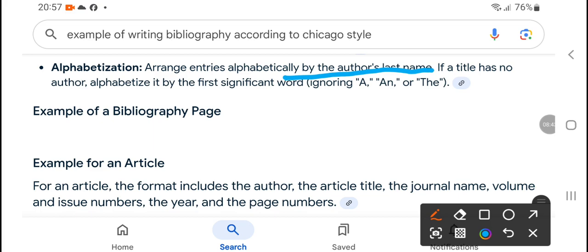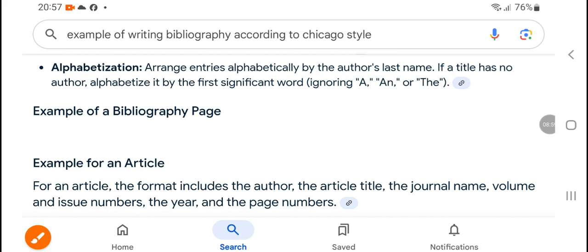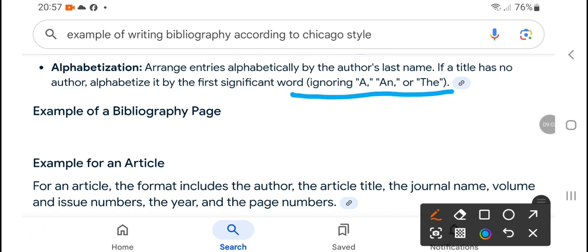If a title has no author, alphabetize it by the first significant word, ignoring a, an, or the. So articles like a and the should be ignored. Suppose the author is not given, then alphabetize it by the first significant word. We take out that significant word and follow alphabetical order, right? So this is a rule.